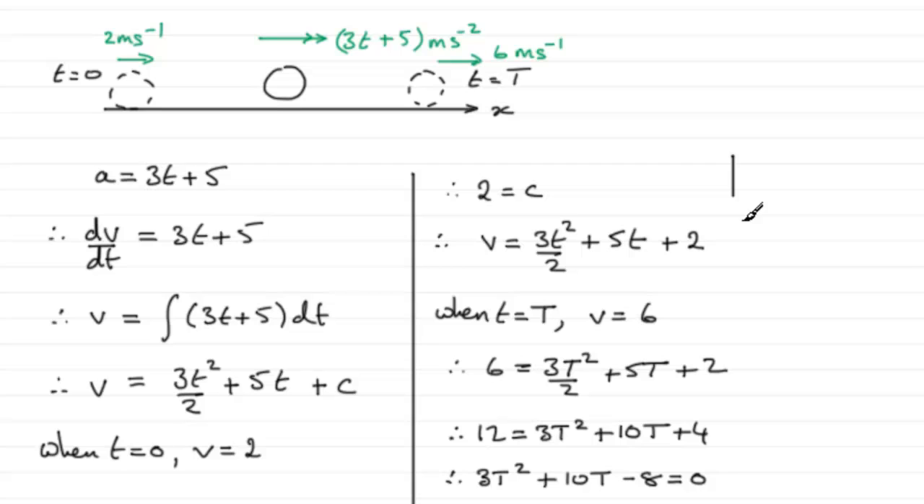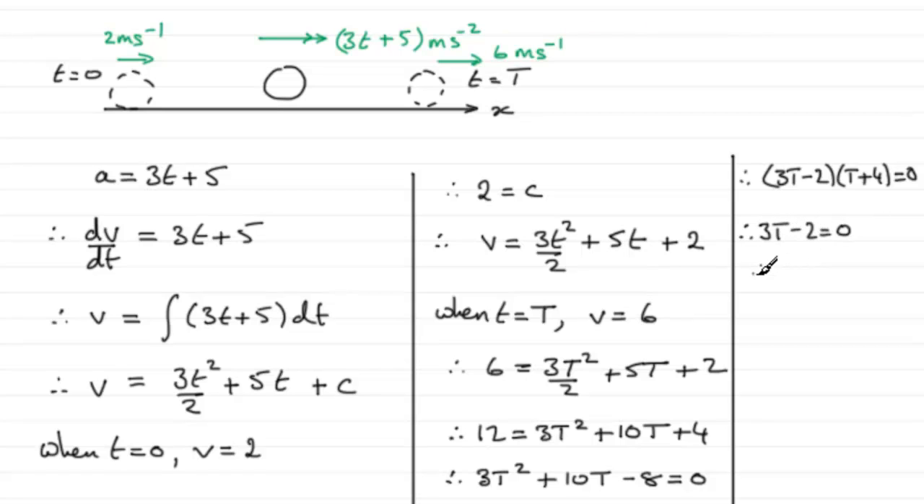So all we need to do now is try and factorize this quadratic. It's going to go into two brackets, which are 3T minus 2 and T plus 4, and that's going to equal 0. So each of these two factors could equal 0. 3T minus 2 equals 0 would lead to T equaling 2/3. Or if the other factor, T plus 4, equals 0, then clearly T would equal minus 4.